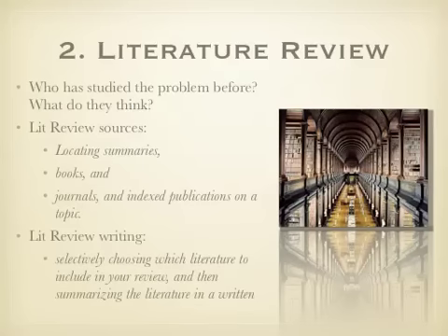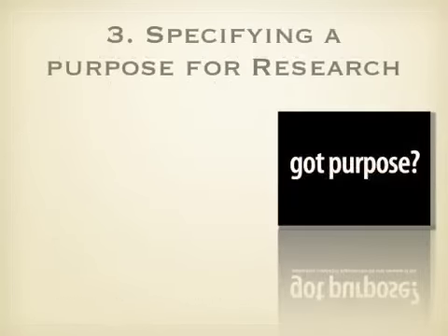When we write the literature review, you don't cite everything that you've read, but you selectively choose the literature that you're going to include, and you summarize that literature in a written document. So in this case, you summarize it in the lit review section of your research project.